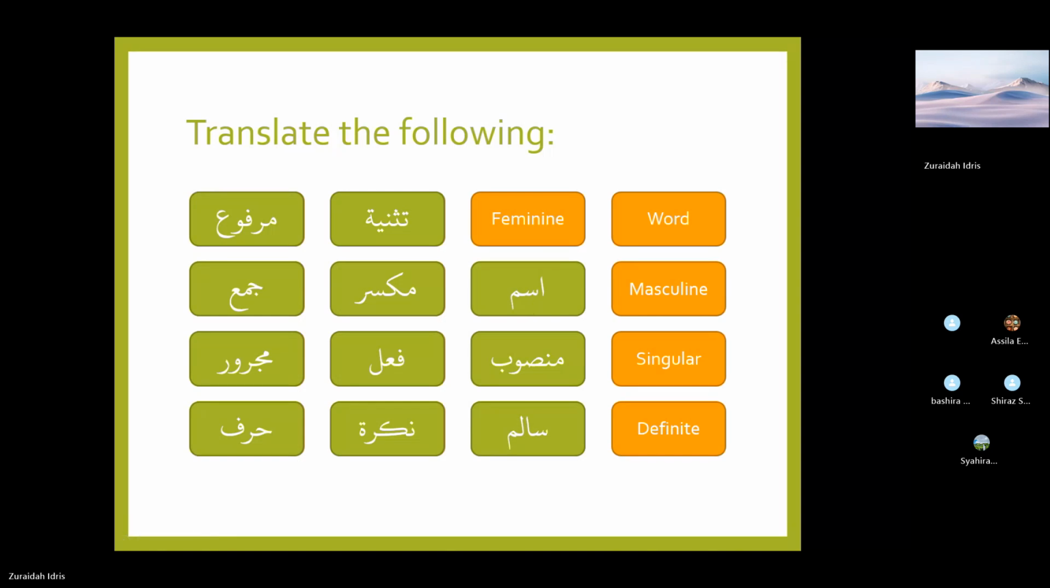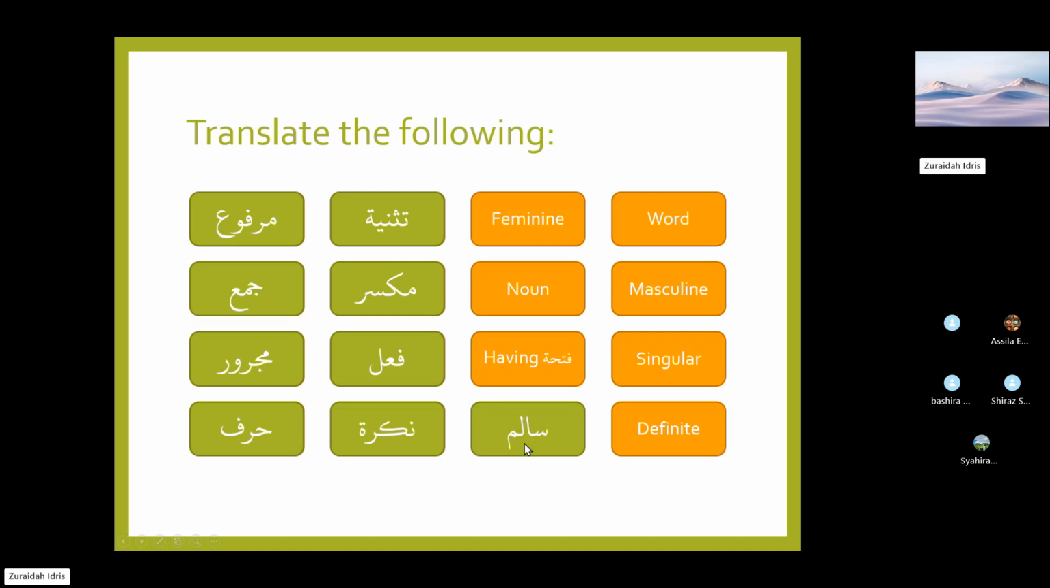Sister Asila, back to your turn. Ismun, English term for grammar. Ismun. Noun. Yep. And Sister Bashira, Mansubun. What is the sign for the Mansubun? Fatha. Yep, having fatha. Good.